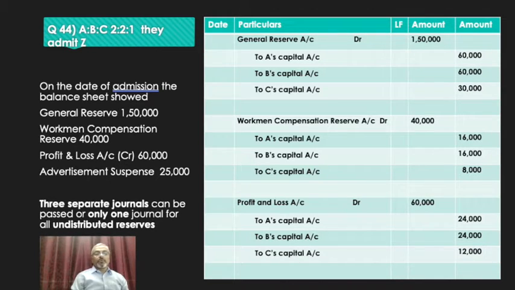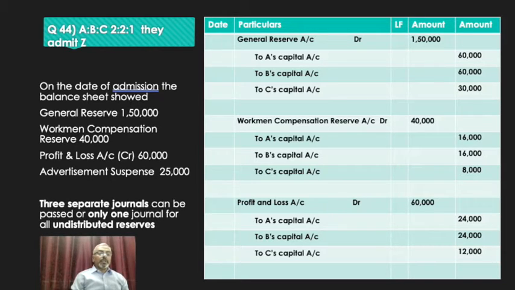The second journal entry is for workmen's compensation reserve, and as there is no other additional information, the entire workmen's compensation reserve will be distributed among the three partners in the ratio 2:2:1. Similarly, 40,000 divided by 5 will get 8,000, multiplied by 2 will get 16,000. Therefore, A and B would get 16,000 each and C would get 8,000. So, workmen's compensation reserve account debit 40,000, to A's capital 16,000, to B's capital 16,000, to C's capital 8,000. This is for the workmen's compensation reserve.